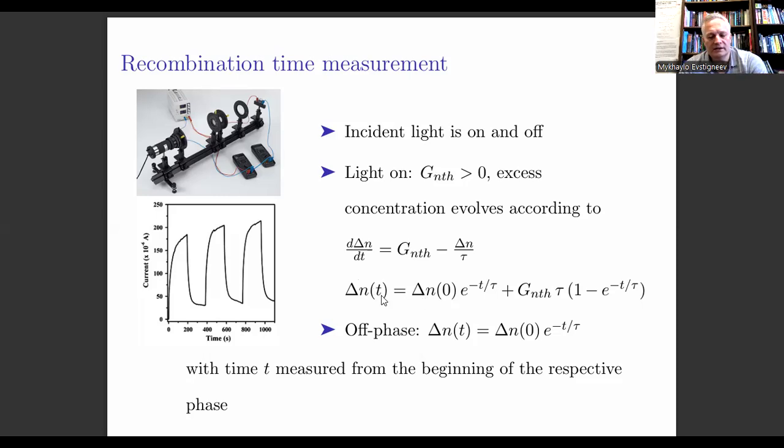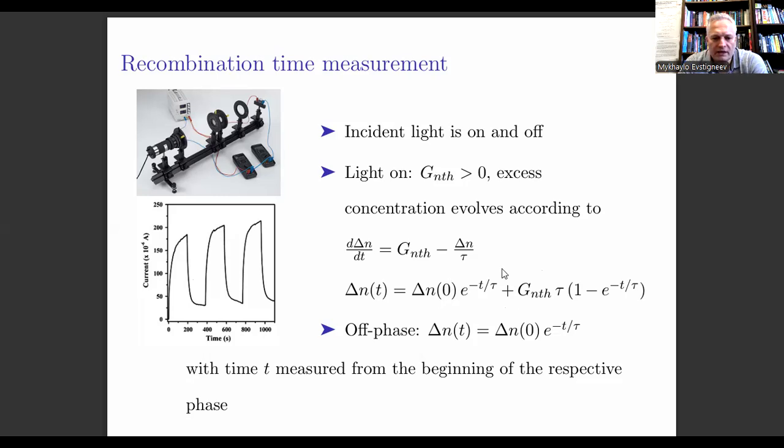So at the time t, we are measuring time t from the beginning of the on phase. So at the time t, the excess carrier concentration is the concentration in the beginning of the on phase, delta n of 0, times exponential to the power negative t over tau, plus the non-thermal light generation rate, times recombination time tau, times 1 minus exponential minus t over tau. And this function goes like this.